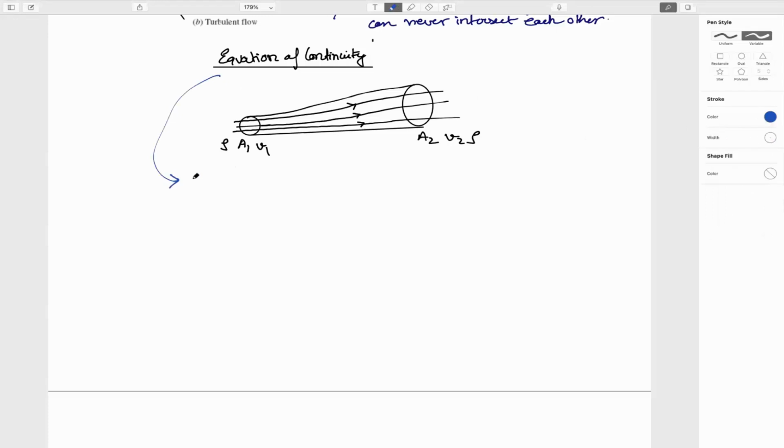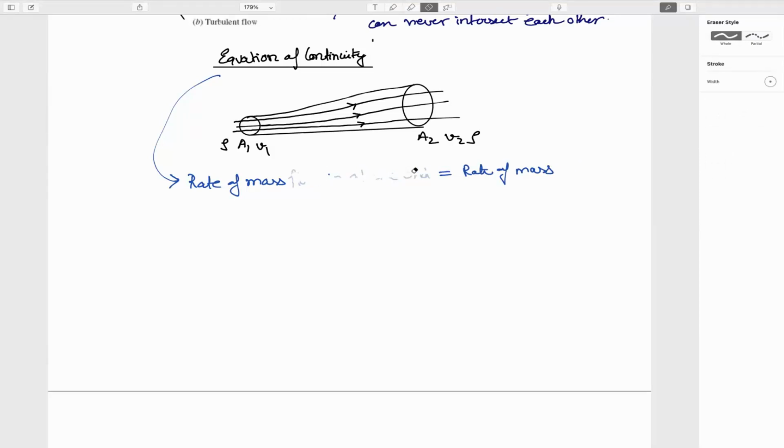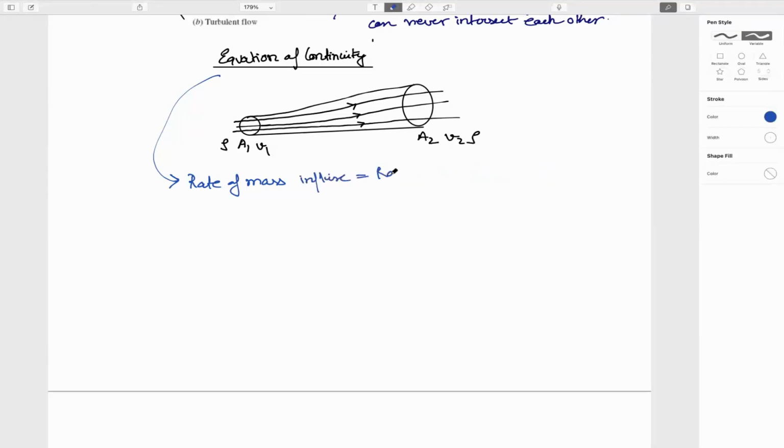The equation of continuity tells that the rate of mass influx at one end is equal to the rate of mass outflux. The equation of continuity is also known as a mass conservation equation in simple terms.